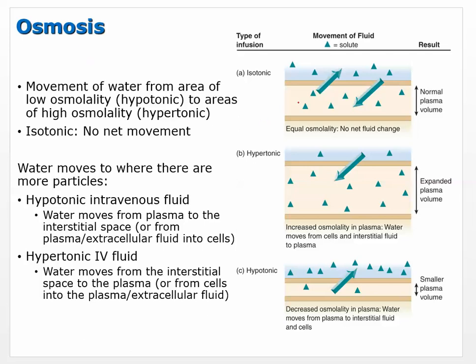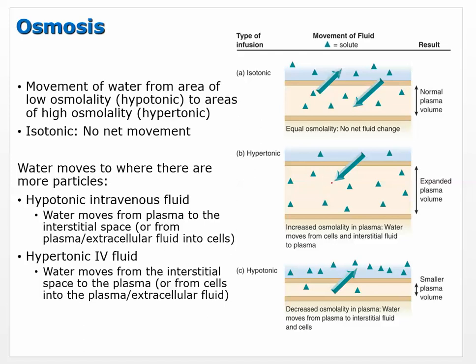Okay, so osmosis. Osmosis is just that movement that we're talking about. Osmosis is a movement of water from a low concentration, or something that's very dilute, to an area where there are more particles, or a hypertonic area. So isotonic means that you've matched the concentration pretty much. So there's no net flow. Things are kind of wandering back and forth. Water's kind of moving back and forth, but no net change.